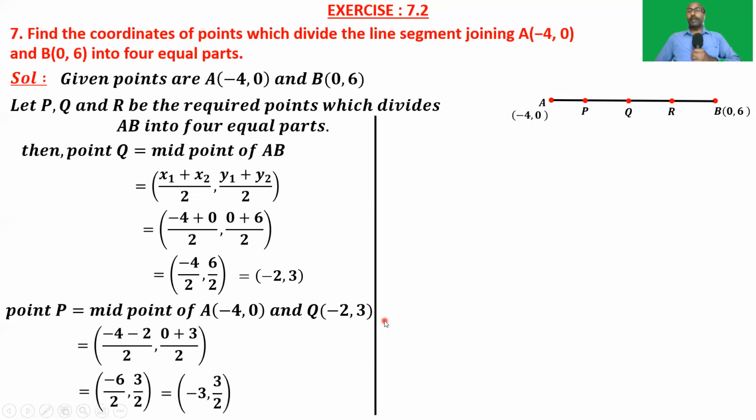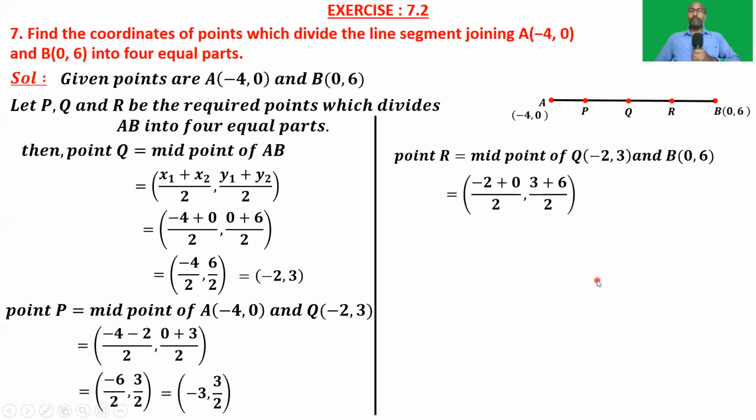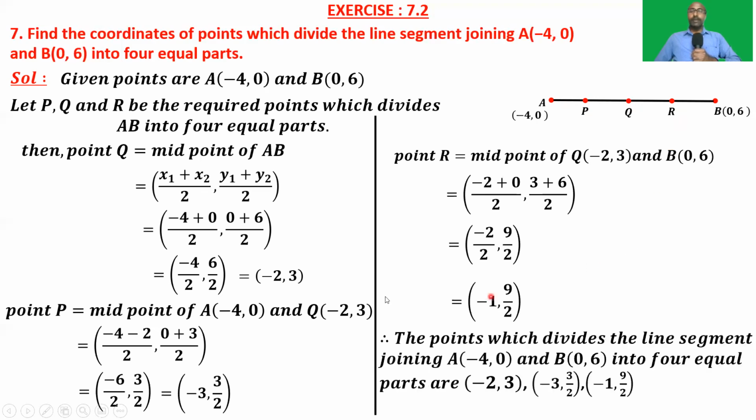In a similar way, point R is the midpoint of Q and B, where Q is (-2, 3) and B is (0, 6). So the midpoint of QB, that is R, equals ((-2 + 0)/2, (3 + 6)/2). So (-2/2, 9/2), which is equal to (-1, 9/2). So we got all the 3 points which divide AB into 4 equal parts, and the points are (-2, 3), (-3, 3/2) and (-1, 9/2). Okay.